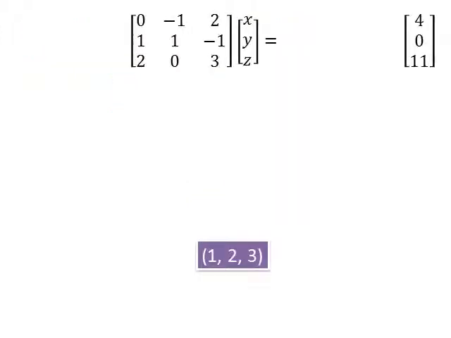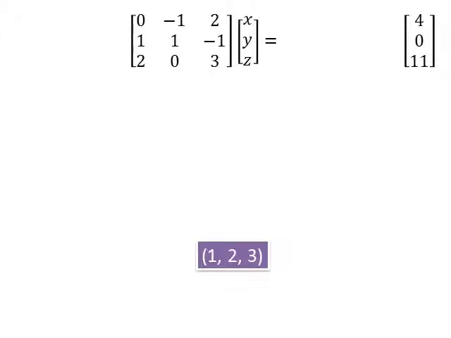I can use the same methods to solve a 3 by 3 matrix problem. You notice in this one I already set up the matrix equation. Normally this would look like 0x minus 1y plus 2z equals 4, x plus y minus z equals 0, and 2x plus 3z equals 11. This was actually the problem we did at the very beginning. This was the matrix equation that we had solved and shown that it was a system of equations.